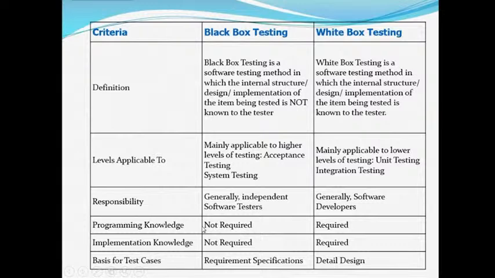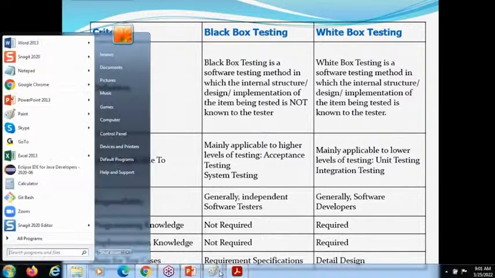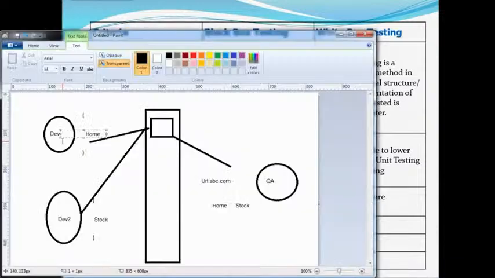Sir, in the paint option, you mentioned curly brackets, so I have a doubt. DB means what, developer? D means developer. And here QA means QA analyst. I think you got confused here. Okay, thank you, sir.